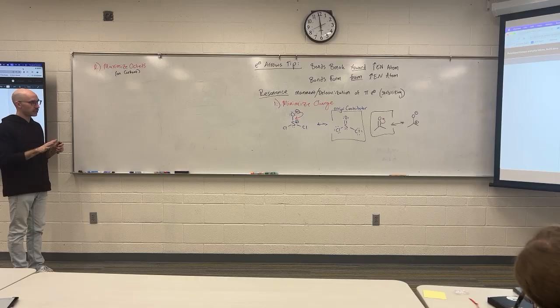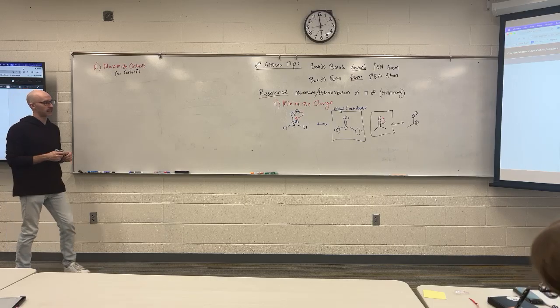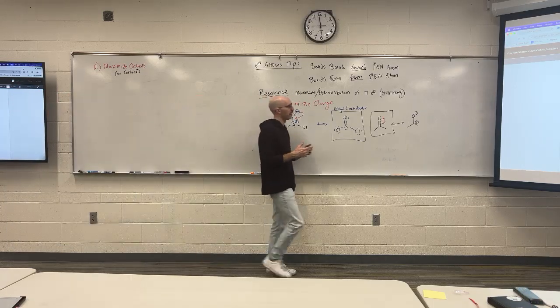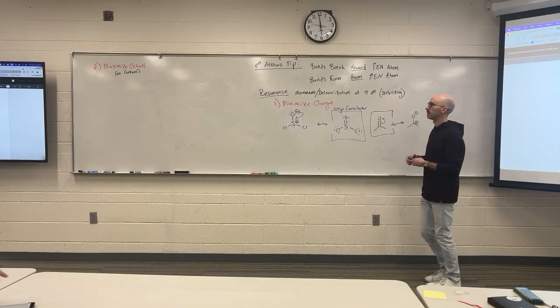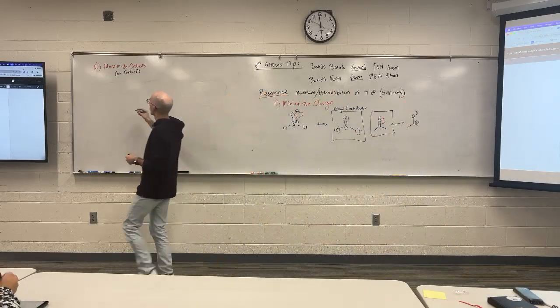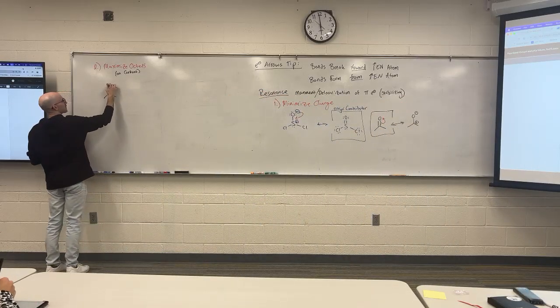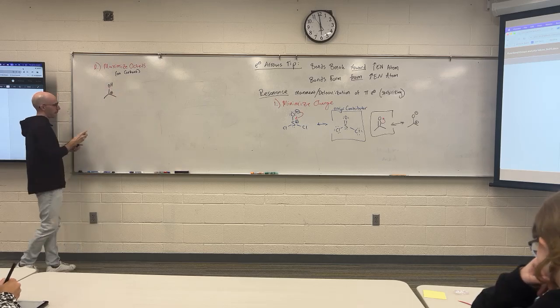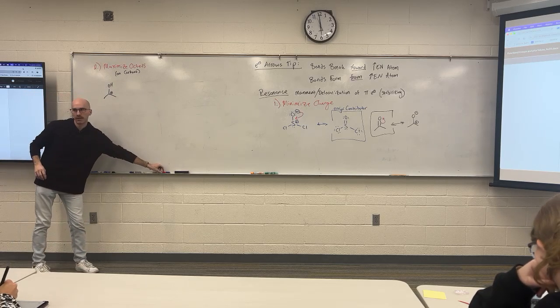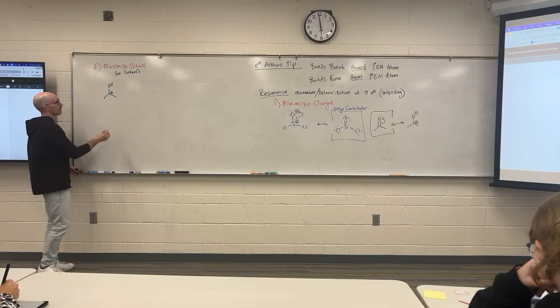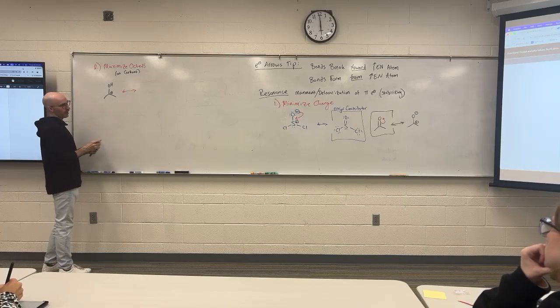So I want to give you guys two examples here of how we can maximize an octet. No, sorry, first I'll do this. Let's say that I have this OH group, this alcohol, and I have a positive charge on my carbon. I can show a resonance form.